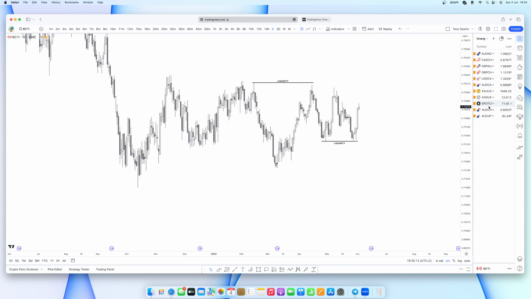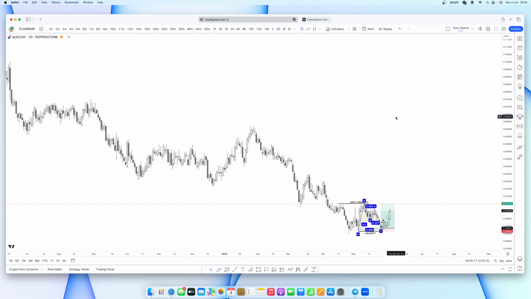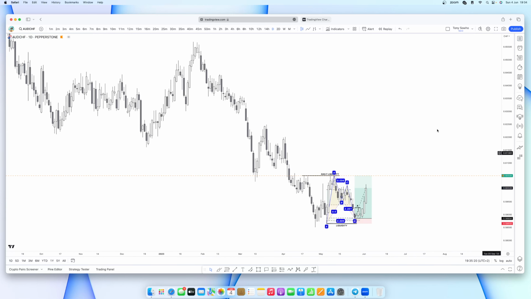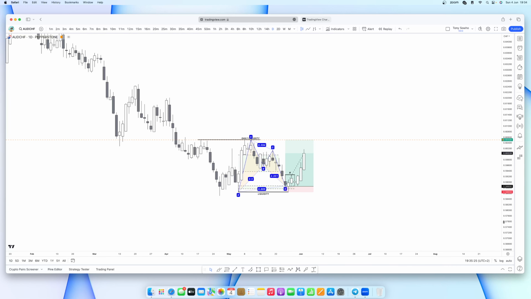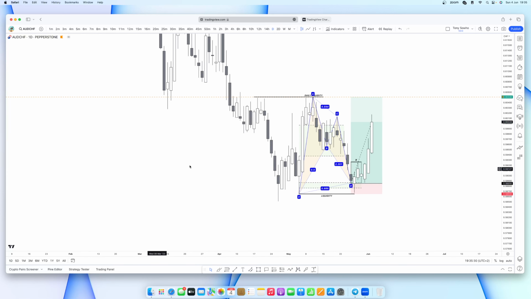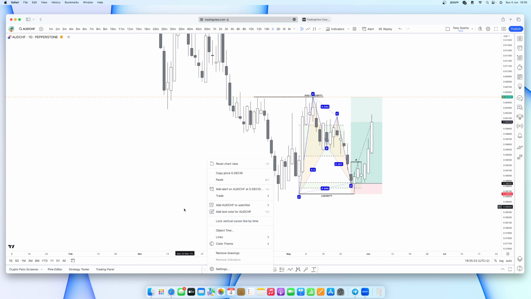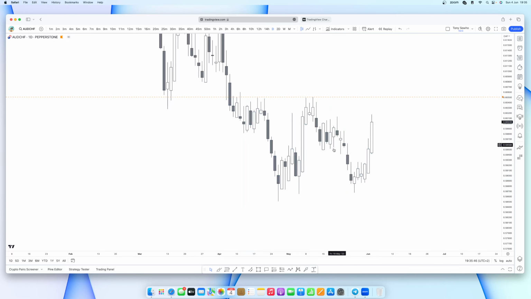And then for AUD CHF, I called out this trade also. Called out this trade, and I'm excited that it played out. Yeah. So now I remember when I called out this trade, let me just hide all of this. So yes, for AUD CHF, I remember calling out this trade from this imbalance.